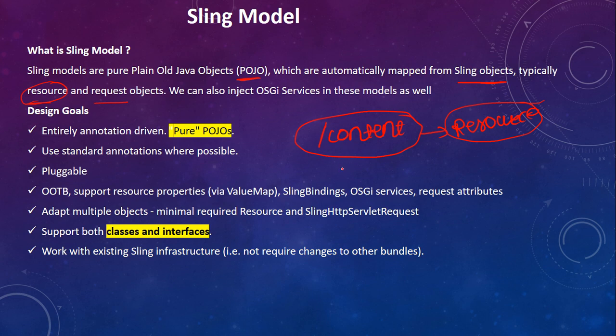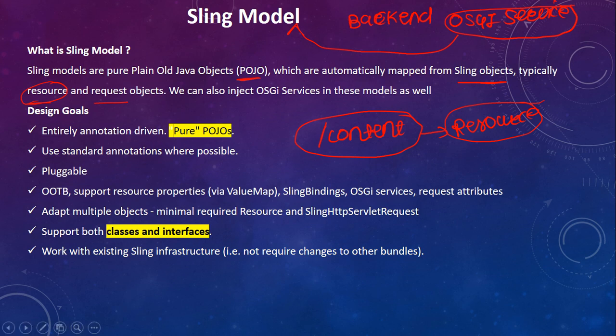Another thing, here we have another backend concept, that is the OSGi service. This is the backend code, and if you want to include this backend code in your Sling model, you can include it. But the Sling model is entirely annotation based. That means whatever you want to do, you have to use an annotation. It supports both classes and interfaces, and all the annotations are already created out of the box.